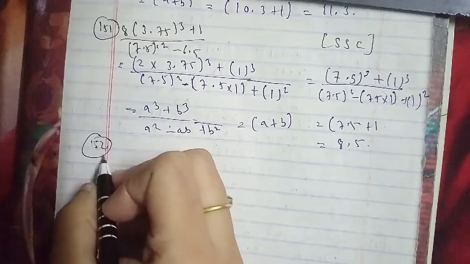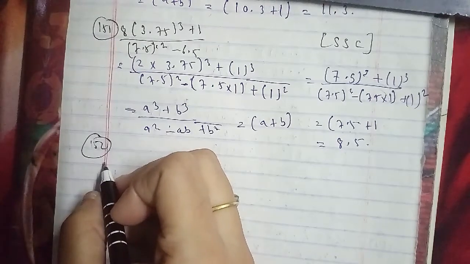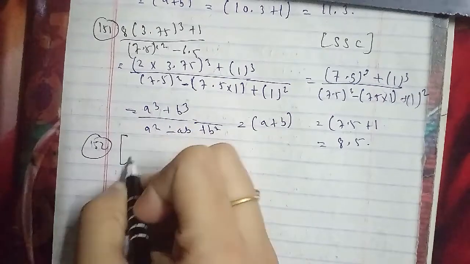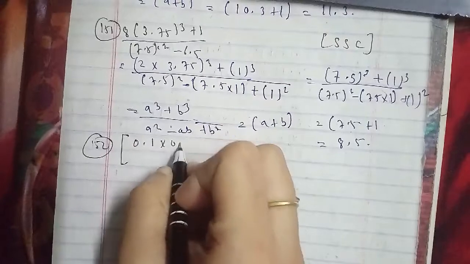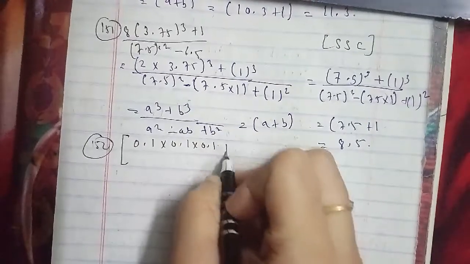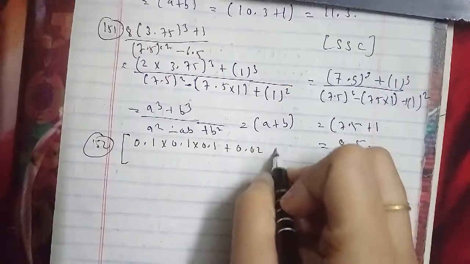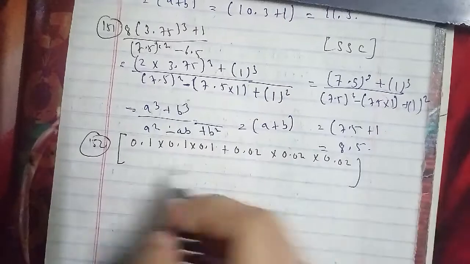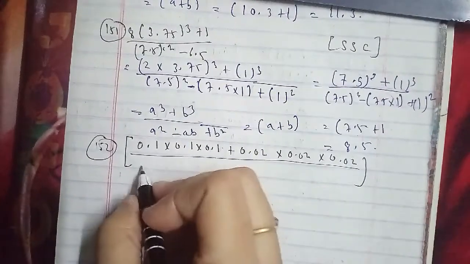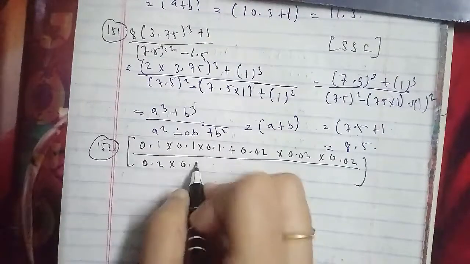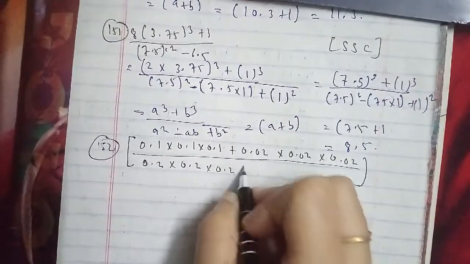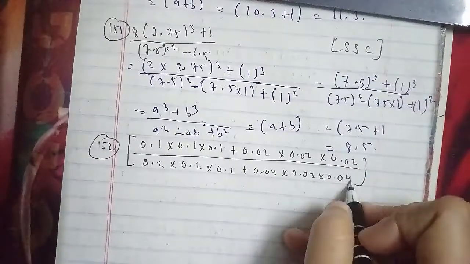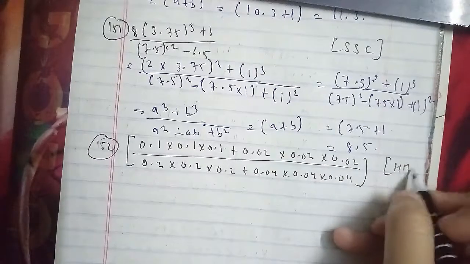So for the 152nd question of the session that we have, we'll just have to solve it out. The value of the expression is 0.1 into 0.1 into 0.1 plus 0.02 into 0.02 into 0.02, upon 0.2 into 0.2 into 0.2 plus 0.04 into 0.04 into 0.04. This has been asked in a hotel management question paper.